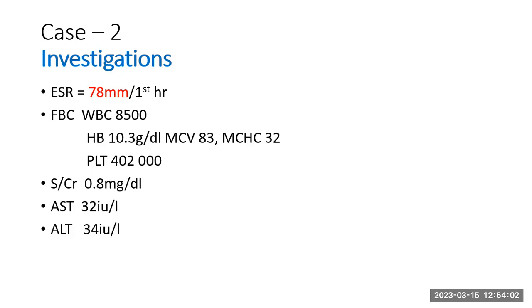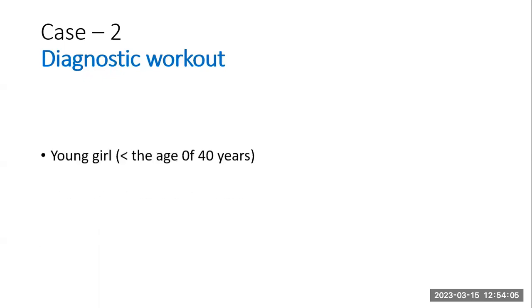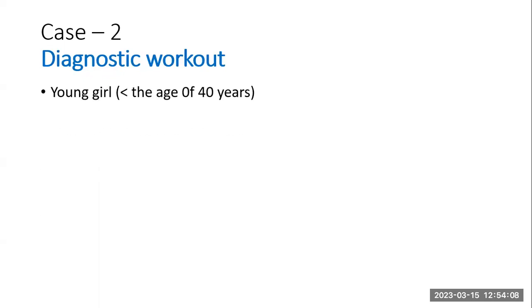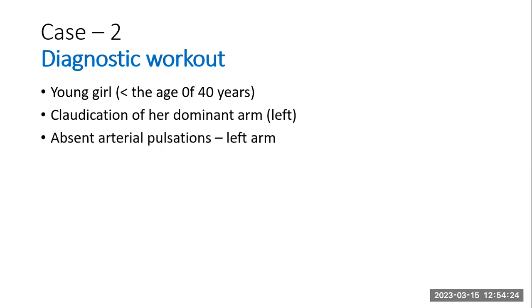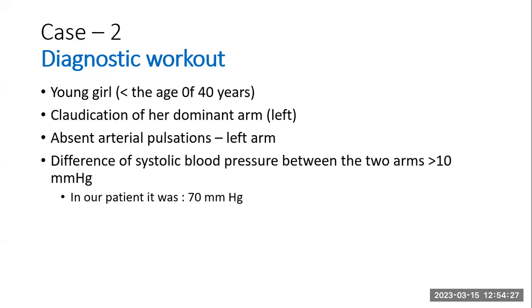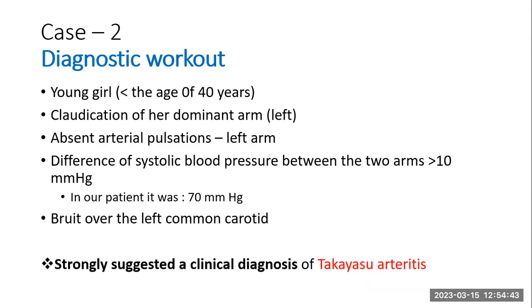Renal functions and liver functions were normal. Then the diagnostic workup, I'm rushing through this because it's getting late. She's a young girl, less than 40 years. We consider less than 50 years for this condition. And she has pain while using a pair of scissors, that is claudication, arm claudication. Absent arterial pulse on the left. There's a difference in systolic blood pressure between the two arms. If it is more than 10 millimeters of mercury, it is significant. Bruit over the left common carotid. The diagnosis was made: Takayasu arteritis.